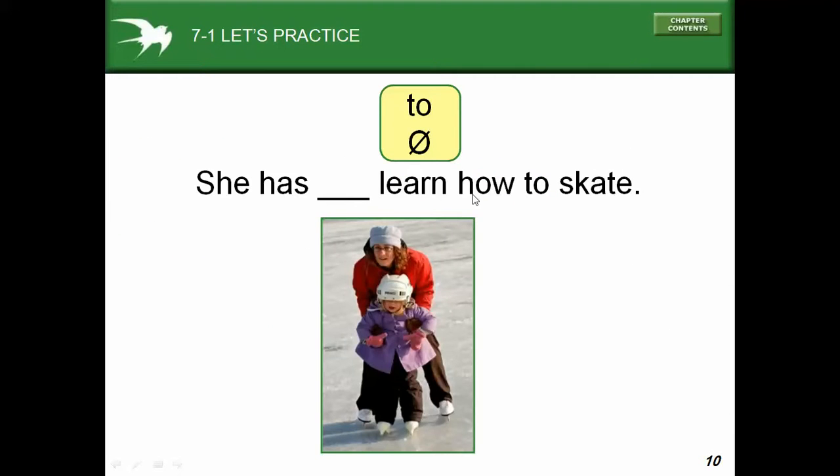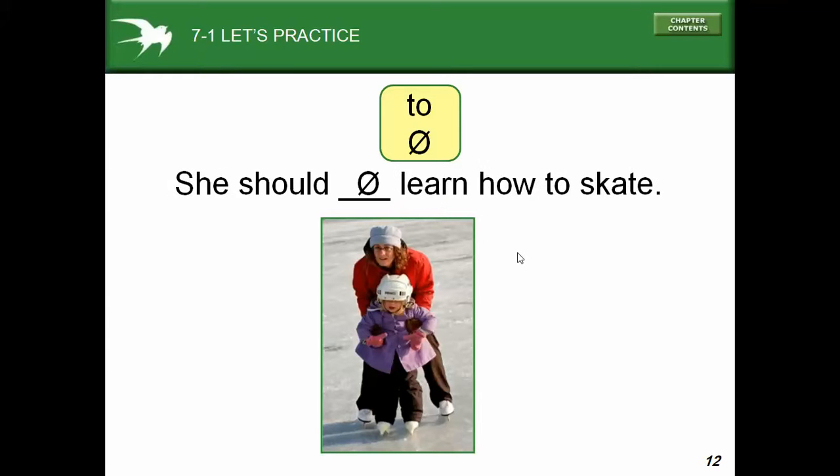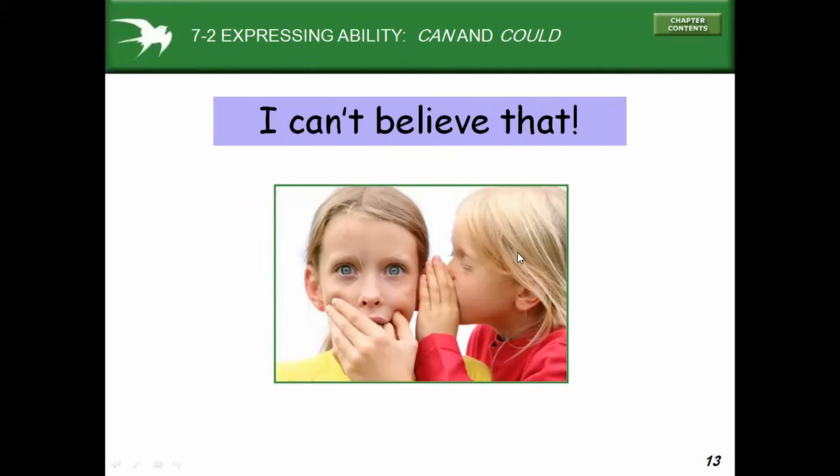She has to learn. She might learn, with zero after the modal. She should learn, zero. I can't believe that.